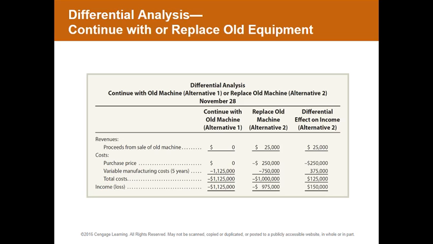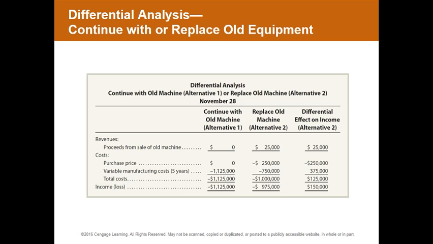So, on a decision to continue with or replace the old equipment, if we replace the old equipment, we're going to sell that piece of machinery. So, if we sell that piece of machinery, we are going to receive $25,000 for it. We will have to pay $250,000 for the new machine. So you'll see that is a negative to cash flow. We have the variable costs related to each machine over 5 years because we're looking at a 5-year time span. And therefore, the total costs associated under each alternative.